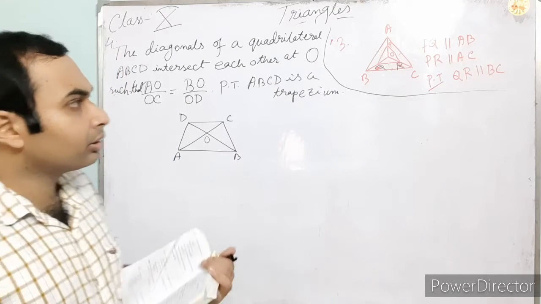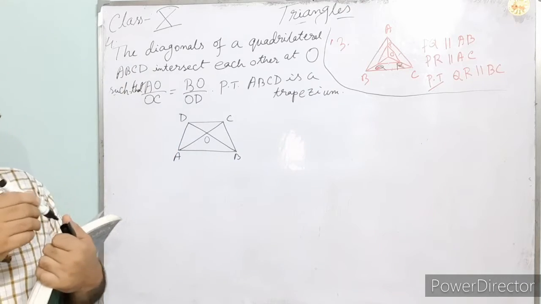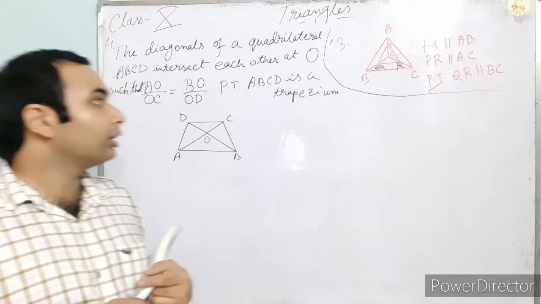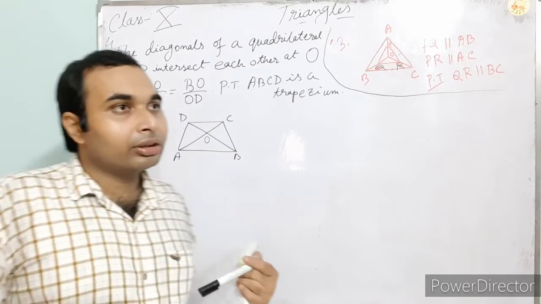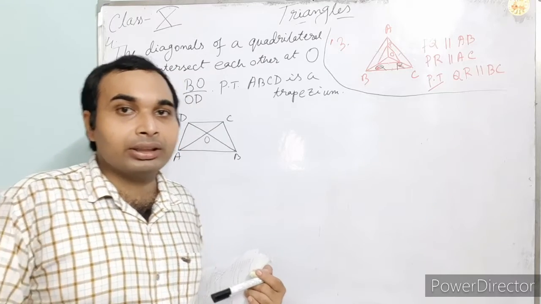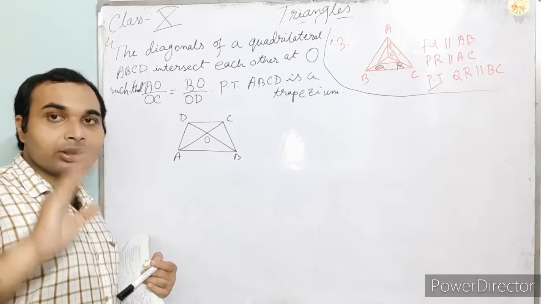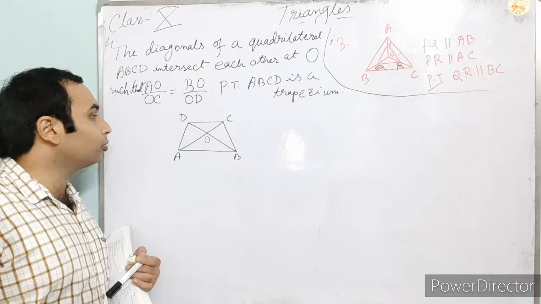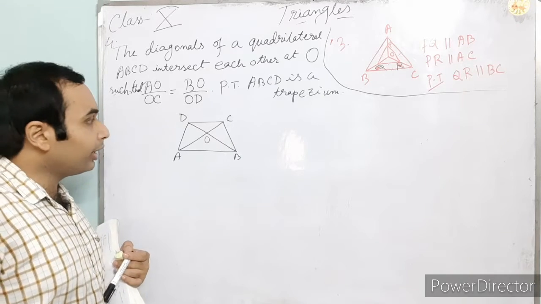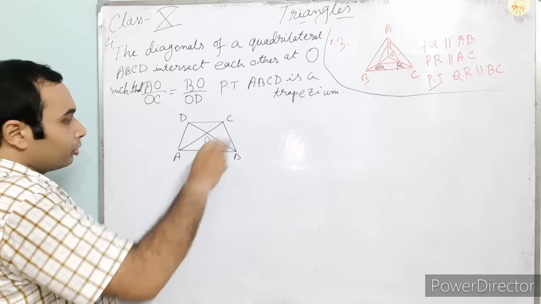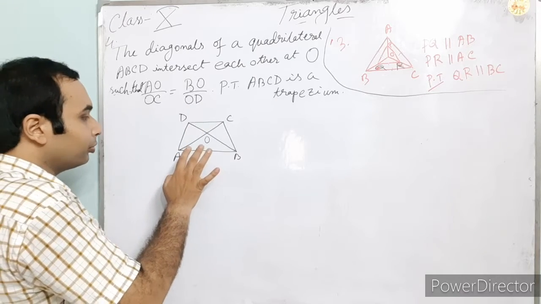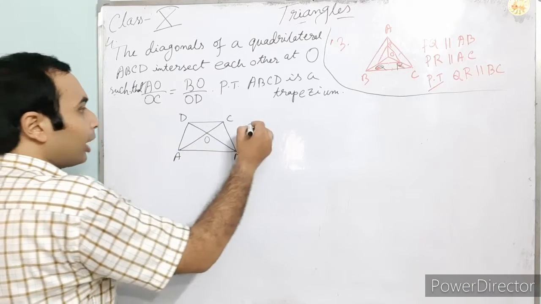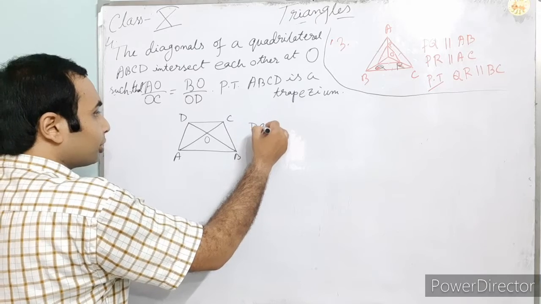Now, what is the most important condition for a quadrilateral to be a trapezium? Whenever one pair of opposite sides are parallel, then the quadrilateral will be a trapezium. Here, what do we have to prove? ABCD is the quadrilateral. We have to prove AB is parallel to CD so that it can be a trapezium. So I am writing, you will write the description here.